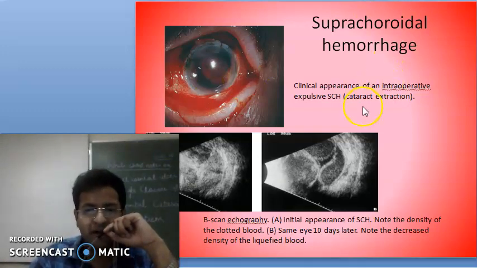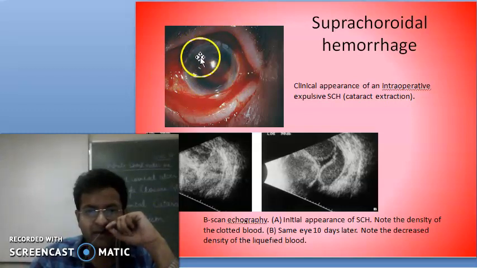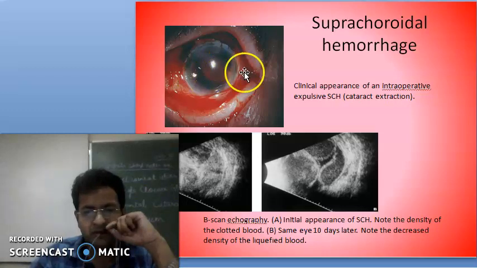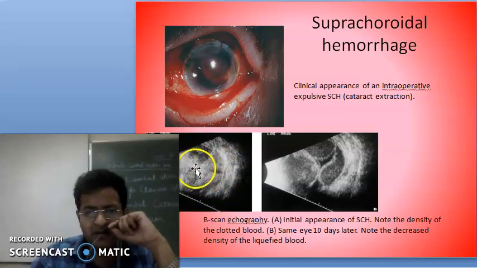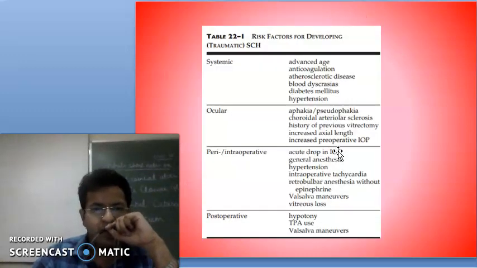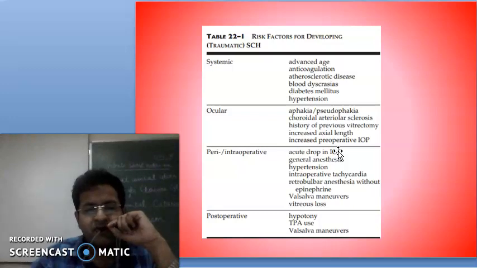Hence the suprachoroidal hemorrhage. You can see the suprachoroidal hemorrhage after cataract extraction. ECCE was being done in this case, and suddenly the suprachoroidal hemorrhage erupted and we had to close the wound immediately. This shows the B scans, the initial appearance of the suprachoroidal hemorrhage with very dense clotted blood, and the same eye 10 days later when the clotted blood liquefies. Okay. What are the risk factors for developing a suprachoroidal hemorrhage?